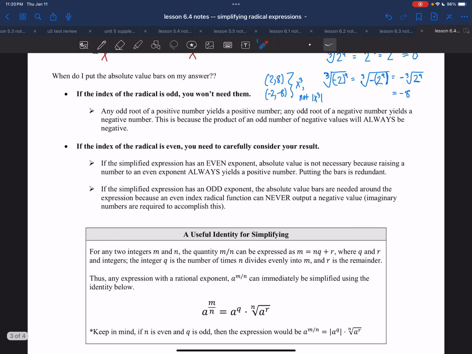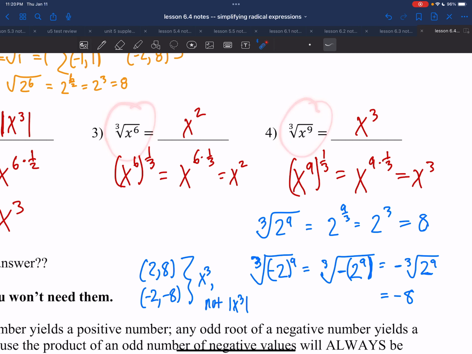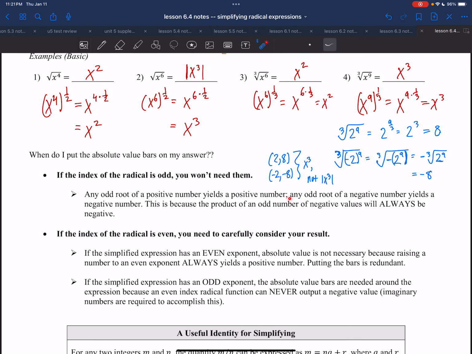So here's the rules. If the index of the radical is odd, you don't need the absolute value bars. So looking at these two examples up here, cube root, neither of those have absolute value bars. And the reason is if you multiply 3 negatives, you get a negative. So there is never going to be this need for always positive. The always positive thing is happening when you raise something to an even power, and we'll get to that. But the idea is any odd root of a negative number yields a negative number.